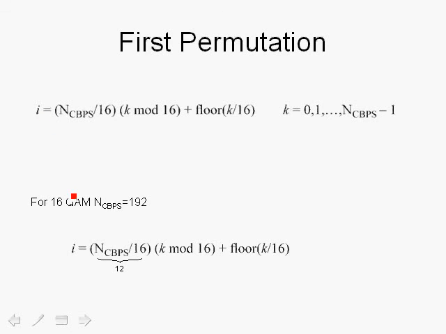For example, for 16QAM, where we have 192 bits per OFDM symbol, then N_CBPS, the number of coded bits per symbol, is equal to 192, and if we divide 192 by 16, we get 12. So for every index k, for example starting from 1, each index i would be separated by 12 bits. And this achieves the permutation such that a number of things are accomplished. One is each carrier does not carry adjacent bits, and adjacent carriers also do not carry adjacent bits.